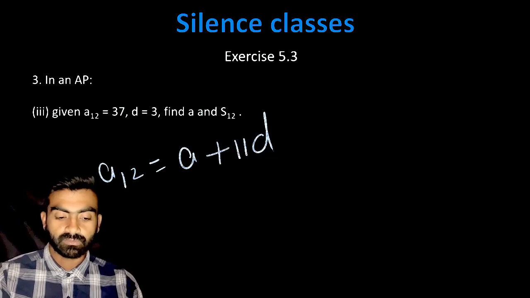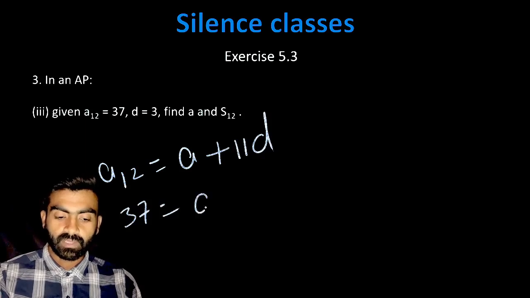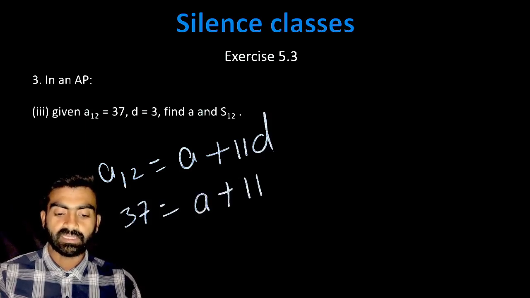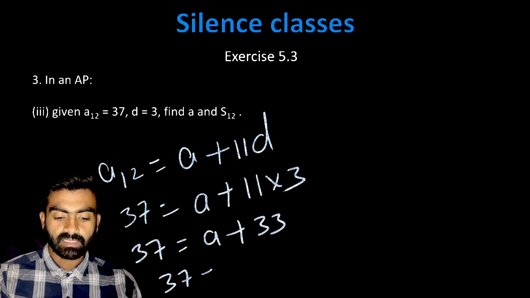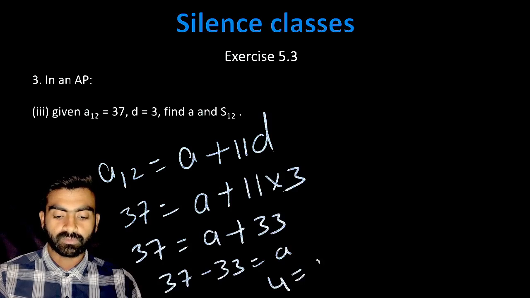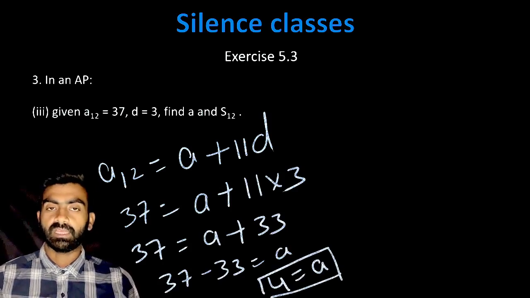By using this, we will get A12 is equal to 37 is equal to A, which we have to find, plus 11 times d, and d we have, that is 3. So we will get 37 is equal to A plus 33. So 37 minus 33 is equal to A. So we will get 4 is equal to A. So A is equal to 4.